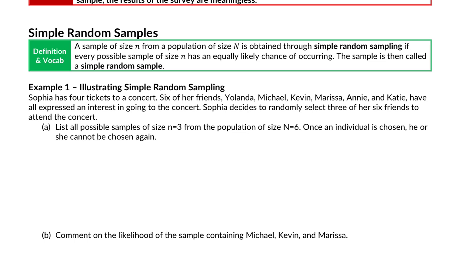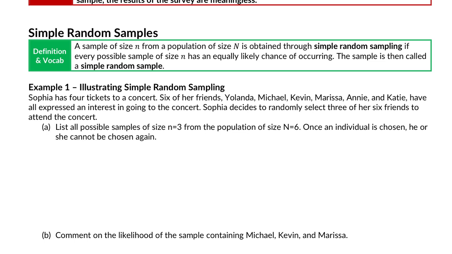Let's see an example of how this works. Let's say Sophia has 4 tickets to a concert. Her and 3 friends are going to go, but 6 of her friends have expressed interest in going to that concert. Sophia decides to randomly select 3 of her 6 friends to attend the concert.